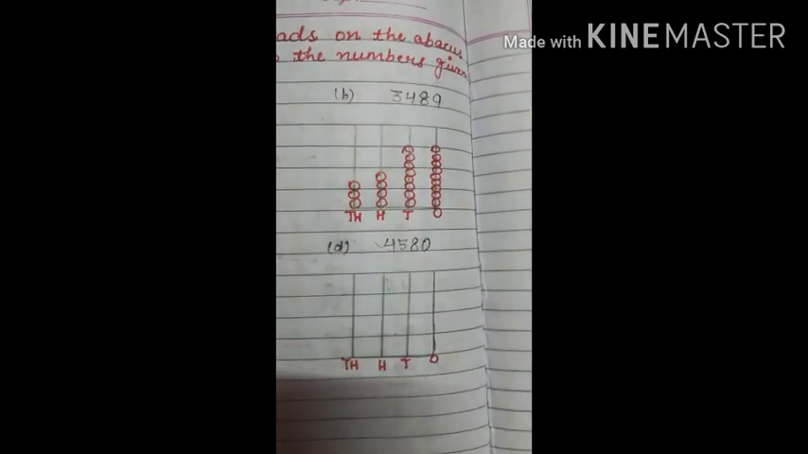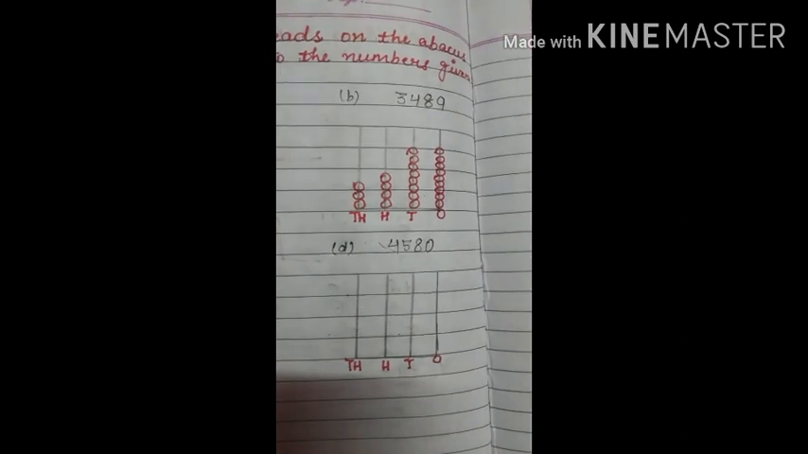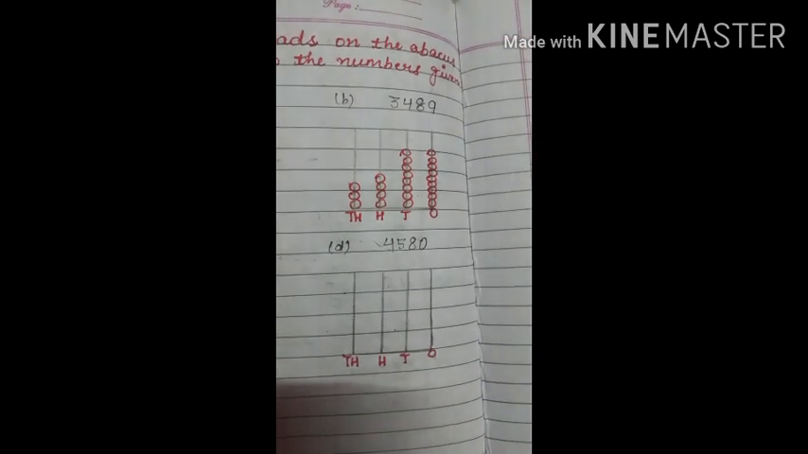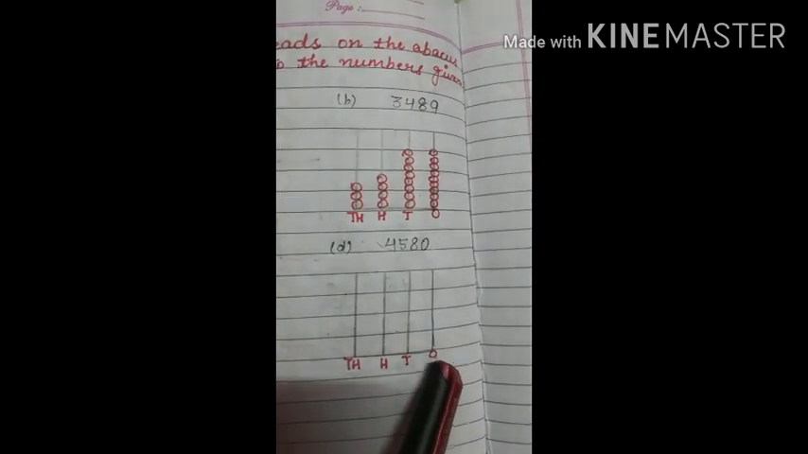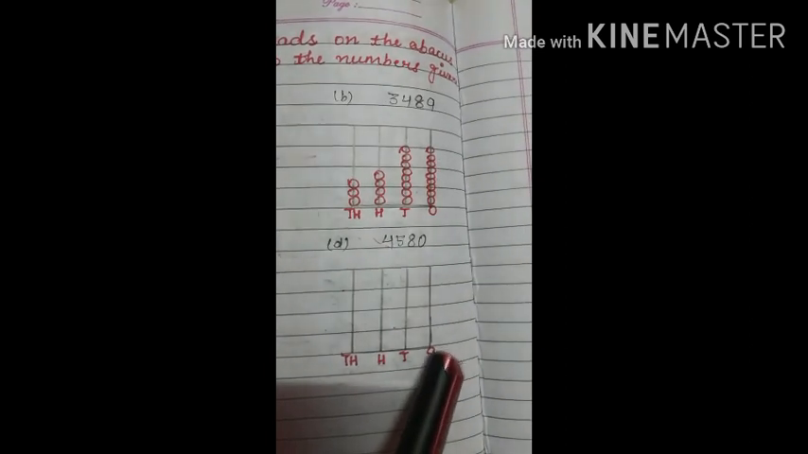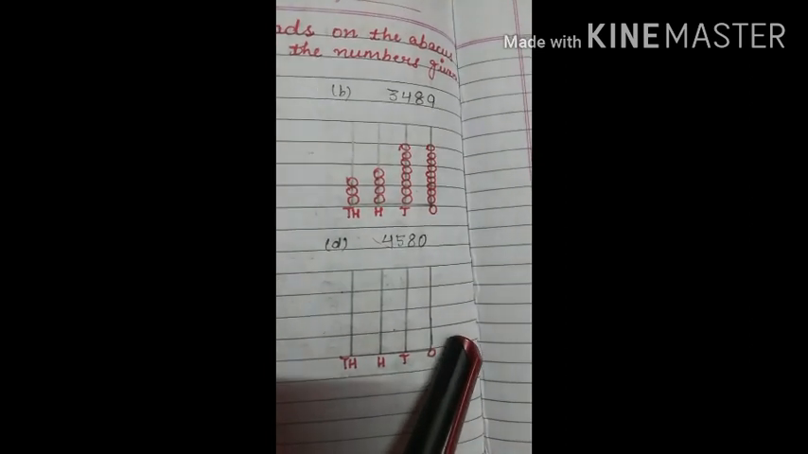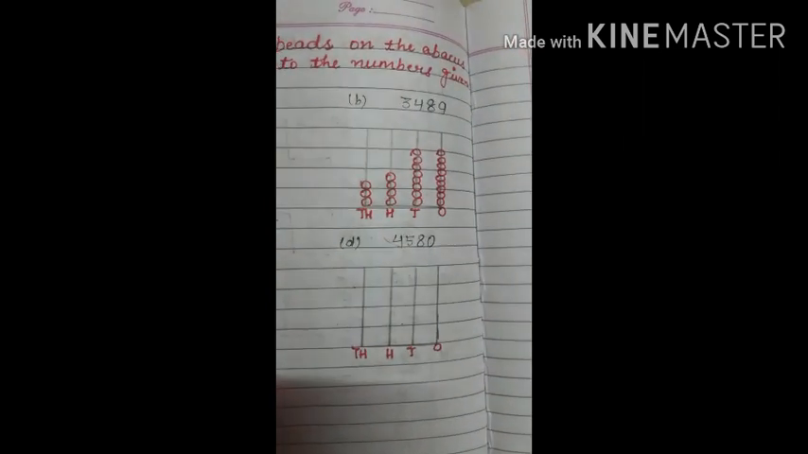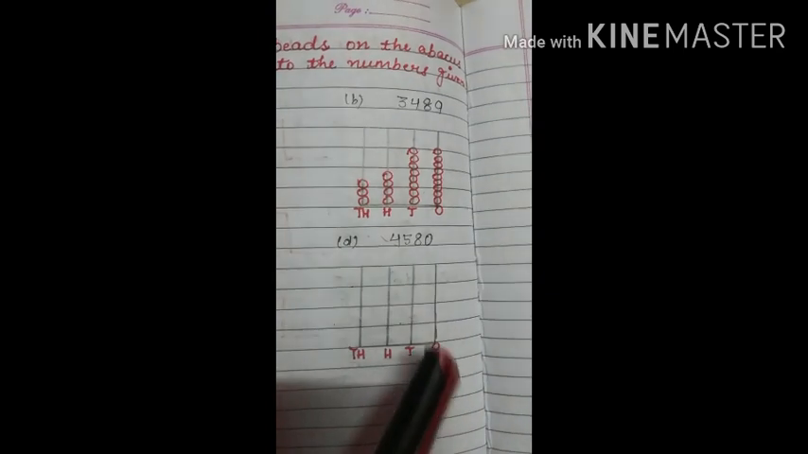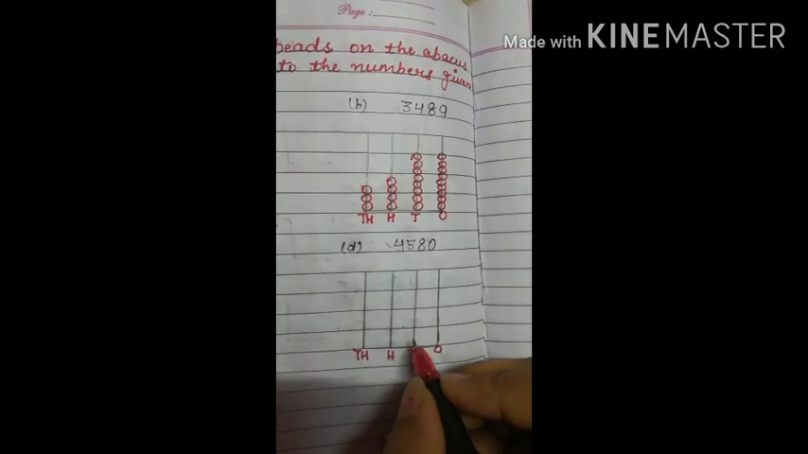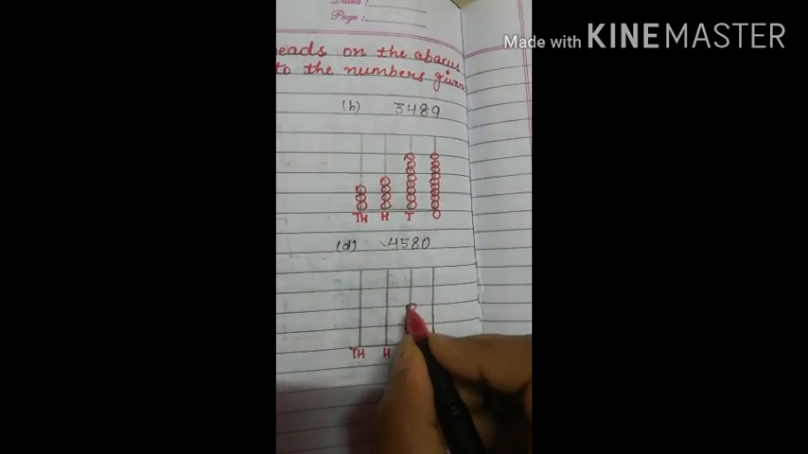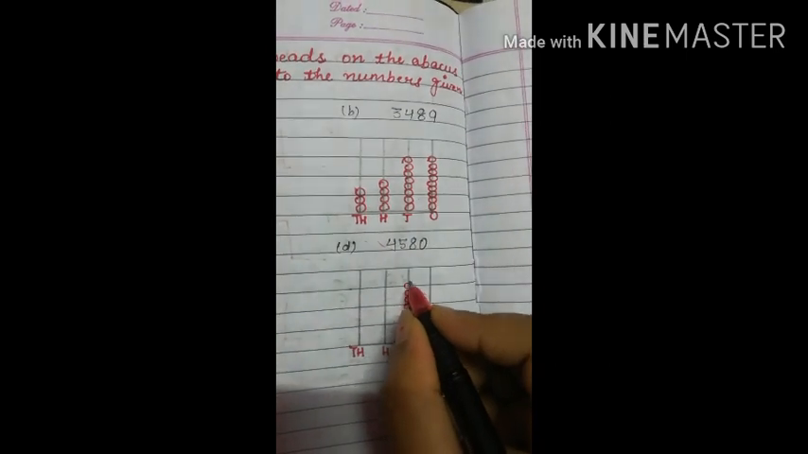So here on ones place we have 0. That means we have nothing. So what we will do? We will not draw any bead because here we have 0. So we will just keep it as it is. We are not going to draw any bead because here we have to represent 0, means nothing. Then on tens place we have the digit 8. So now we will represent 8 on the tens place by drawing 8 beads. 1, 2, 3, 4, 5, 6, 7, 8.